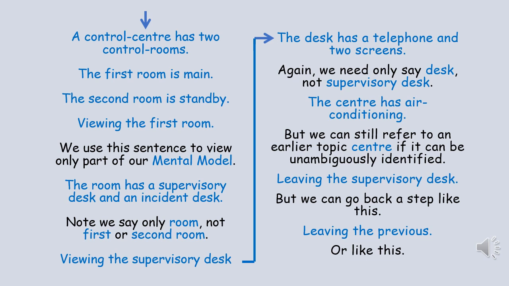The desk has a telephone and 2 screens. Again, we need only say desk, not supervisory desk. Then we follow with the centre has air conditioning, which shows that we can still refer to an earlier topic centre if it can be unambiguously identified. And then we start to move out from our considerations by saying leaving the supervisory desk and then going back a further step like this, leaving the previous, an alternative way of saying the same thing.